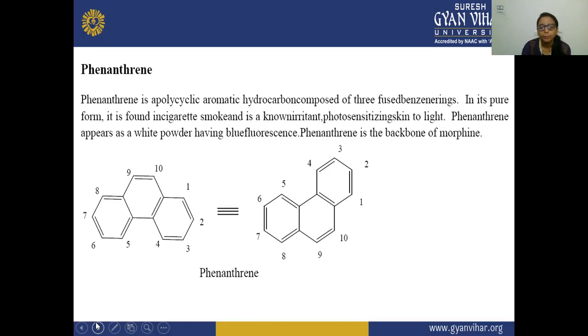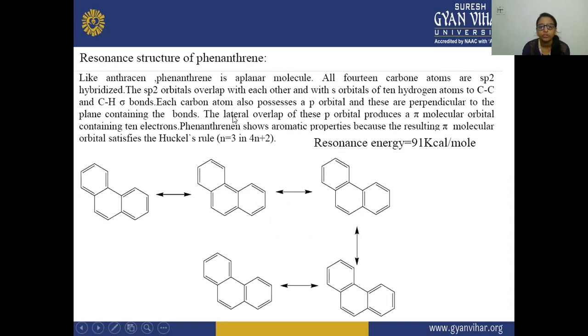So this appears as a white powder, and it is also found in cigarette smoke, as well as an irritant to the skin on exposure to light. So this is the structure of phenanthrene. You can write it like this also, and like this also. So these are the resonance structures of phenanthrene.